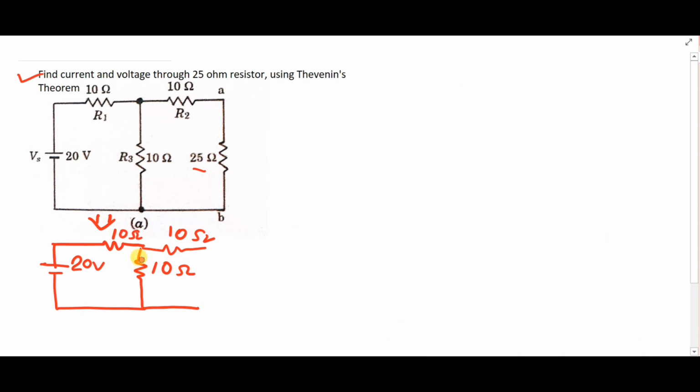Now let's determine VTH. Since the circuit is open, in order to identify VTH, all you have to do is just remove the load resistor. For now, our load resistor is 25 ohm. That's why we remove the load resistor, and our task is to identify the voltage across the terminals A, B.